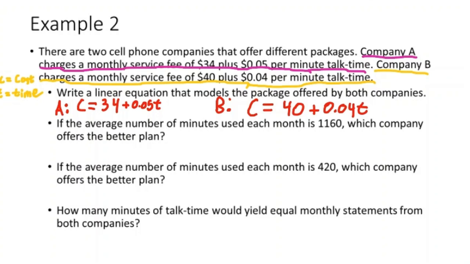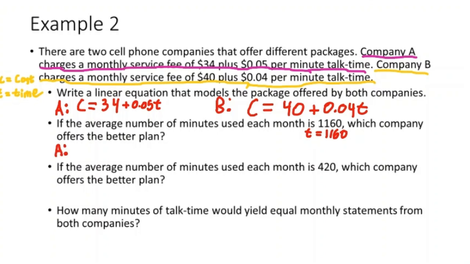If the average number of minutes used each month is 1,160, which company offers the better plan? Since we have the model for each plan, all we have to do is take our value of time, which here, according to the problem, is 1,160, and plug it into the 2 equations. Now, we want the better plan. Well, it's best if we spend the least amount of money. So whichever plan requires us to spend the least will be the better plan. So one at a time, we'll take our T of 1,160 and plug it into each equation.